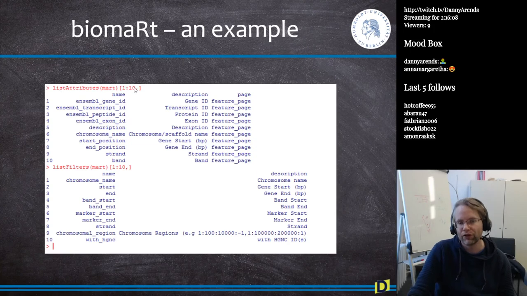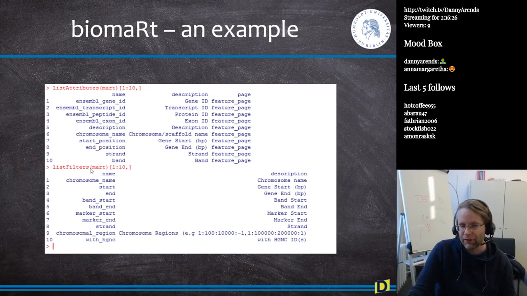So if we list the first 10 attributes, then you can see that the things that we can retrieve from the database are things like the Ensembl gene ID, the transcript, the peptide, the exon, the description, the chromosome name, start position, end position, the strand, the band, which we never actually talked about, and it's not that important.